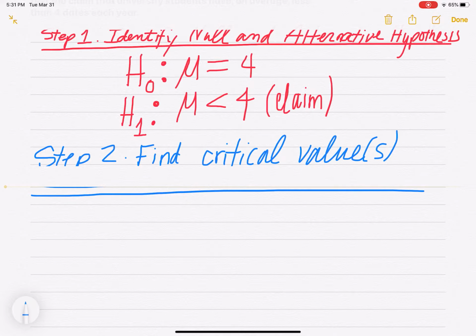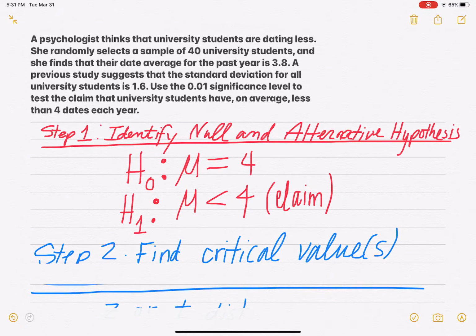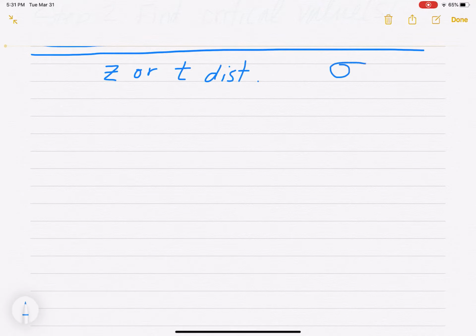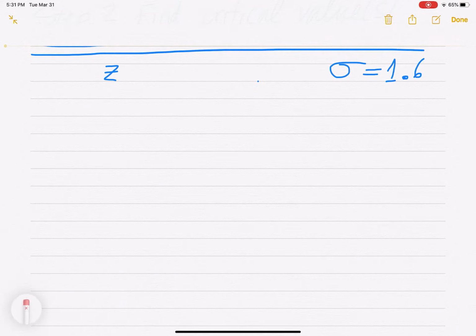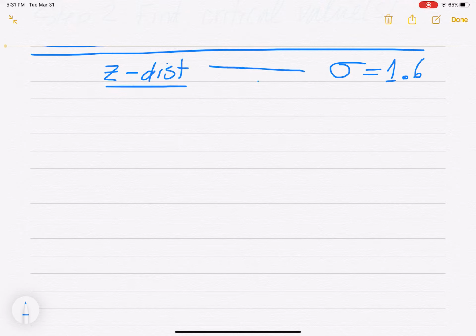All right, so the question is, am I going to use Z or T distribution? Number 1. Well, let's read our situation. So, do we have the population standard deviation? If you read carefully, it says a previous study suggests that the standard deviation for all university students, that's the population of all university students, not just the sample, but all university students, is 1.6. So since we have sigma, right, sigma here is 1.6, that's the population standard deviation. We're going to use a z distribution. Okay, so having the population standard deviation of 1.6 tells us to use a z distribution.